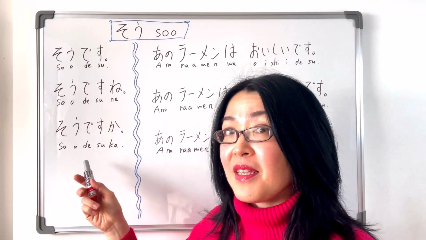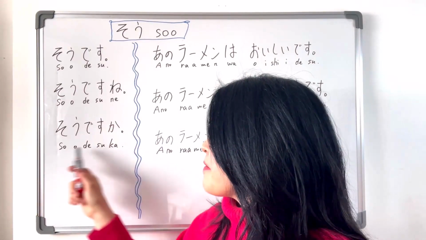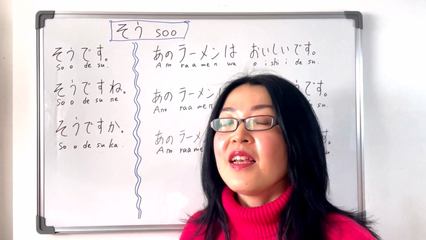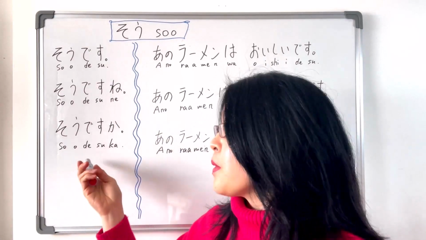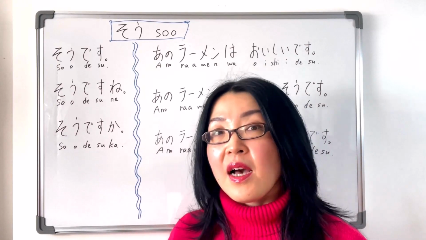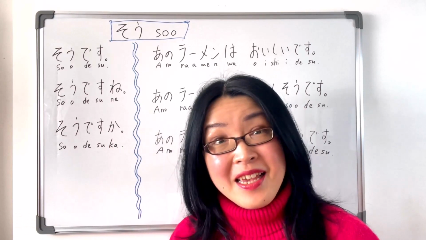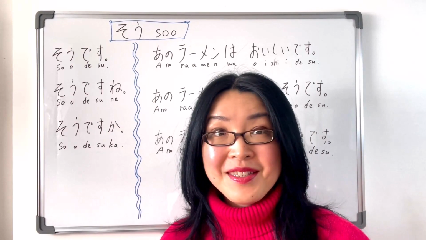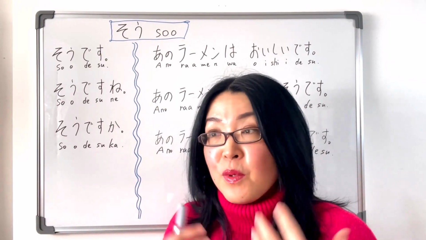And then the next one. This is very, very useful. そうですか. This phrase ends with ka, but ka doesn't mean a question. そうですか is when you show your surprise. So for example, どこに住んでいますか? Where do you live? And then that person answers, 東京に住んでいます. I live in Tokyo. This is new information for me. That's why I ask questions.